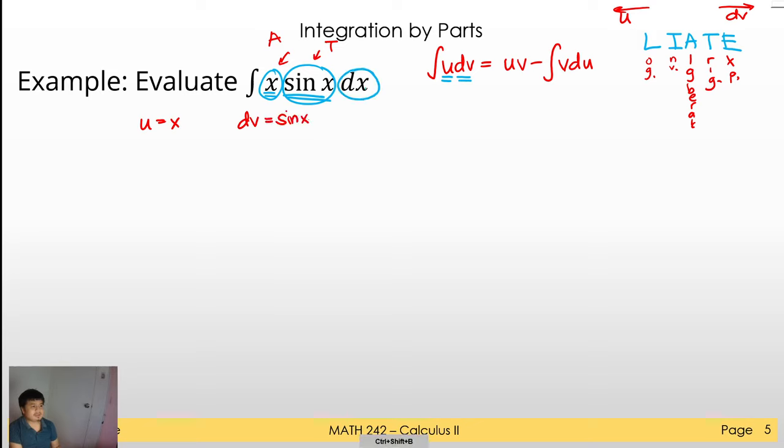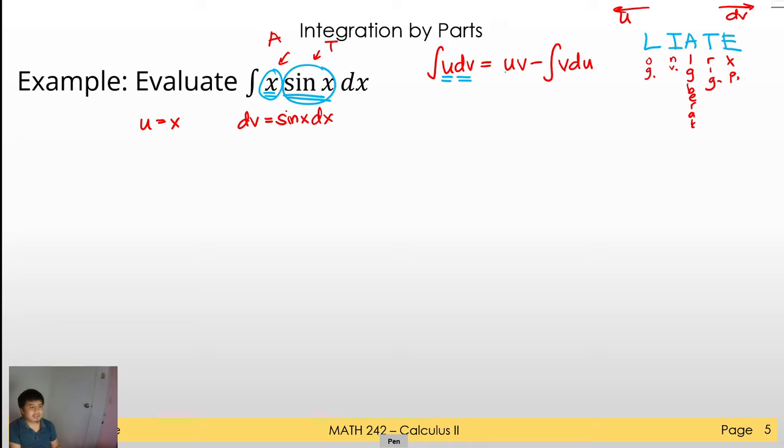So what will happen to dx? No, dx will also be utilized. This is the surname of your dv. So we have to include the dx in the dv. So basically sine x dx is your dv. Now what's next? Now, we want to use this formula.